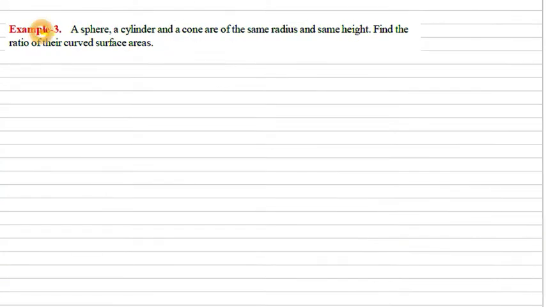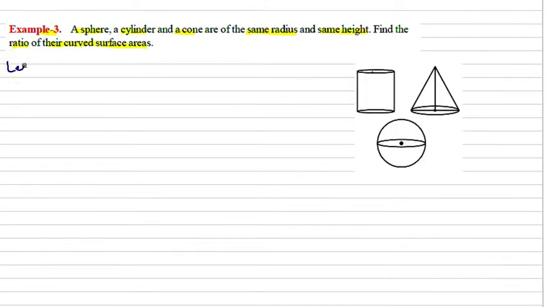Next, example 3. A sphere, a cylinder and a cone have the same radius and same height. Find the ratio of their curved surface areas. Let r be the radius of the cylinder, cone and sphere.